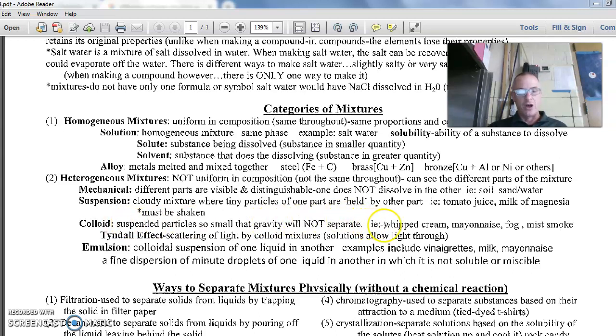Some examples of colloids are whipped cream, mayonnaise, fog, mist, smoke. These are different examples of colloids.